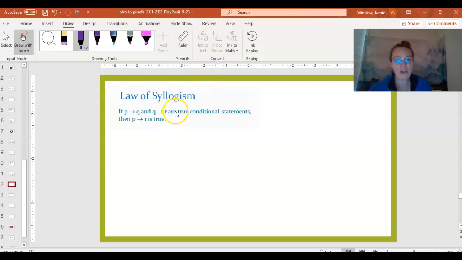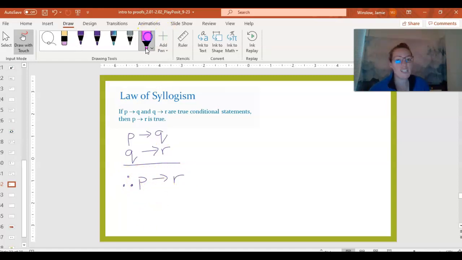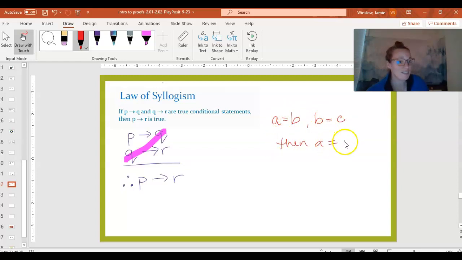Let's look at that second law, the law of syllogism. I'm going to write it out this way vertically. If P implies Q and Q implies R, then P implies R is true. Check this out. This really reminds me of the transitive property. You guys remember the transitive property from back in the day? Probably did it a few years ago. It says if A equals B and B equals C, then A equals C, right? These pieces match, so A must be the same.